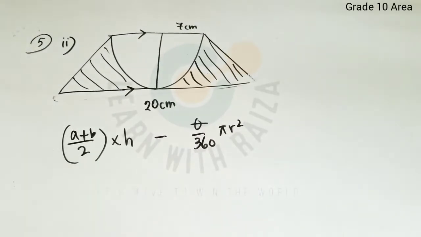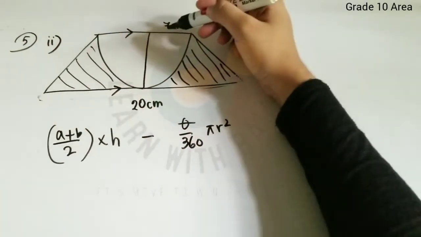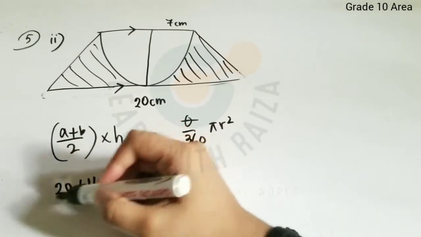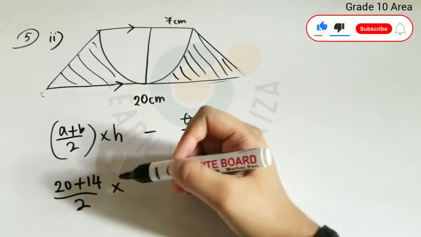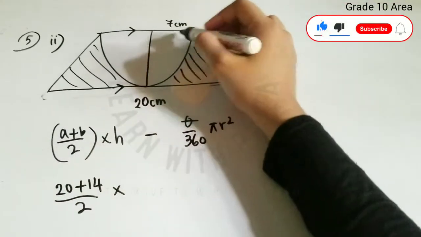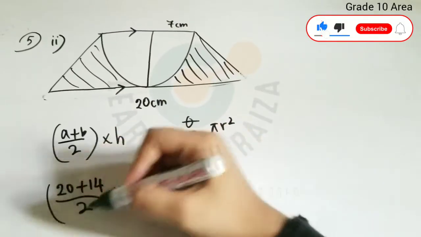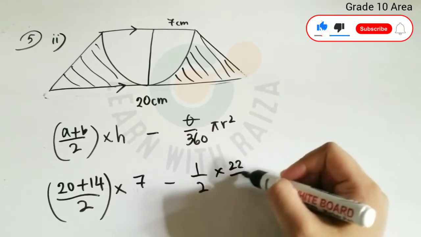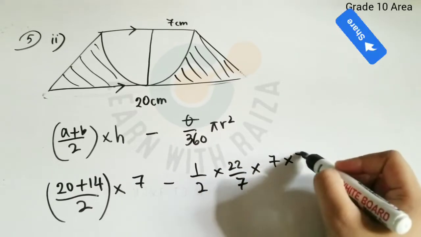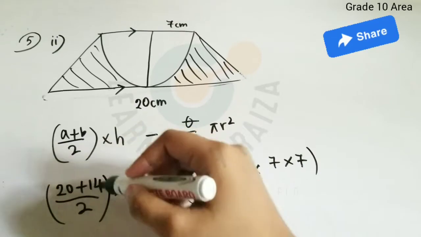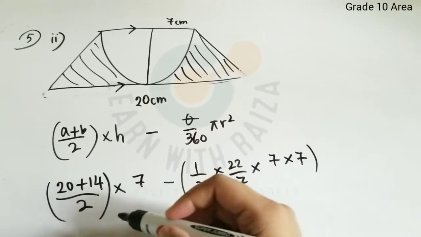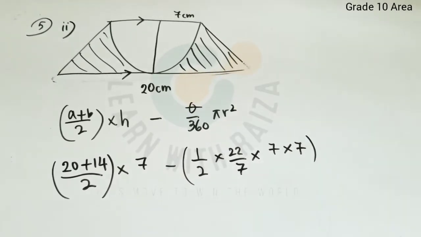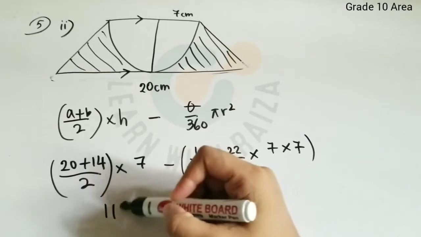So A plus B means, now you can see this is one length, this is half given. So 7 plus 7, 14. So you have to write 20 plus 14 divided by 2 multiplied by the height. Height is actually the same radius we take. So 7. Then here theta upon 360 means a semicircle. So we can take half into 22 upon 7 into radius is 7 into 7. Now we'll solve this one. Here you get 34 upon 2 multiplied by 7. So we can write 119 as the final answer.